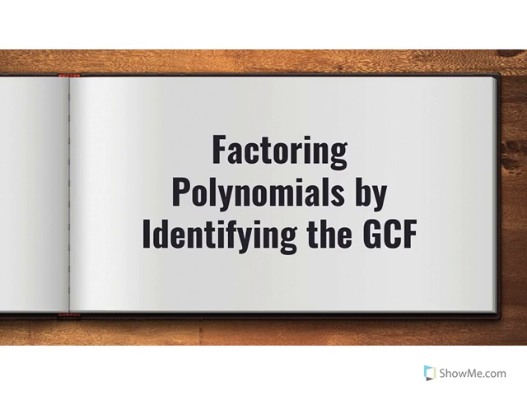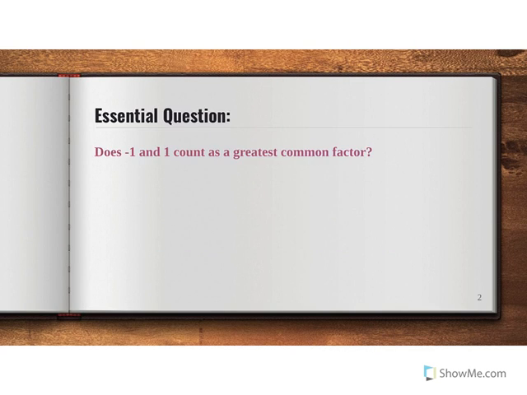Hi everyone, we're going to be learning about factoring polynomials by identifying the GCF. That's the first method we're going to be using today. Our essential question for today: does -1 and 1 count as the greatest common factor?